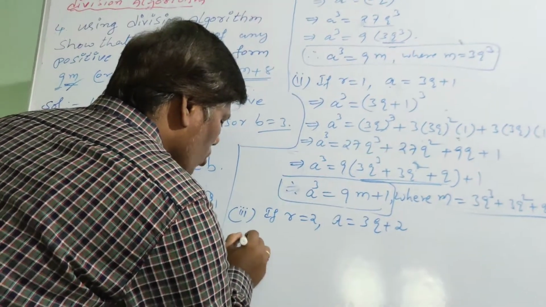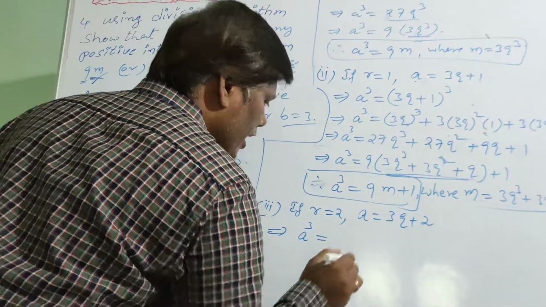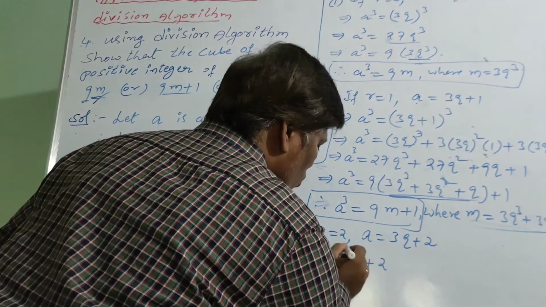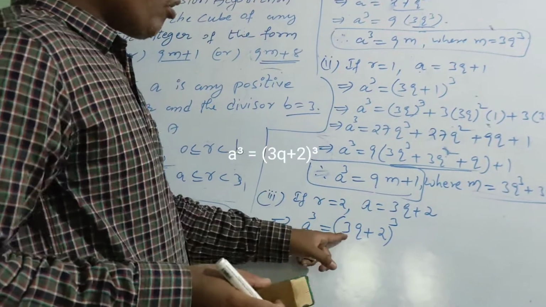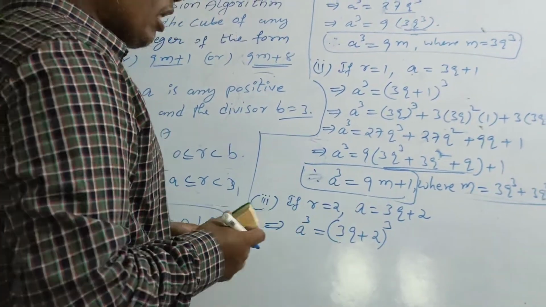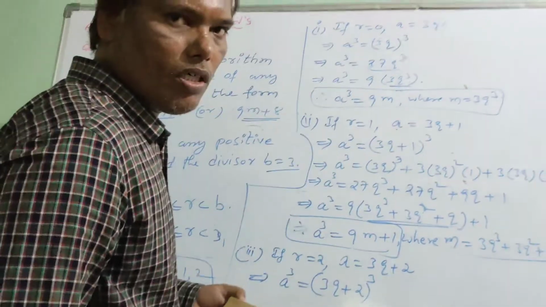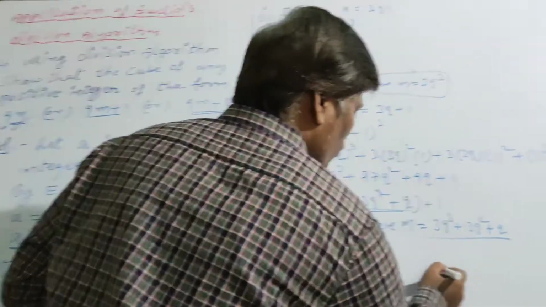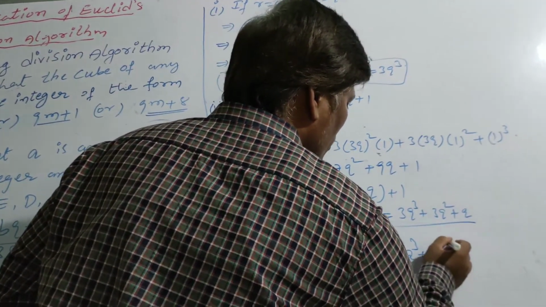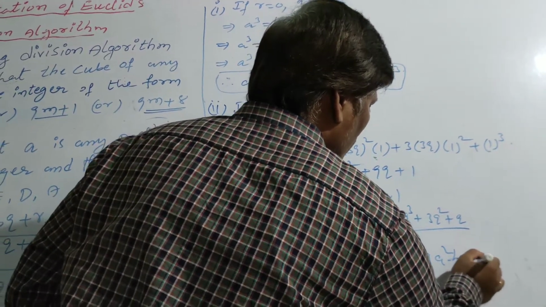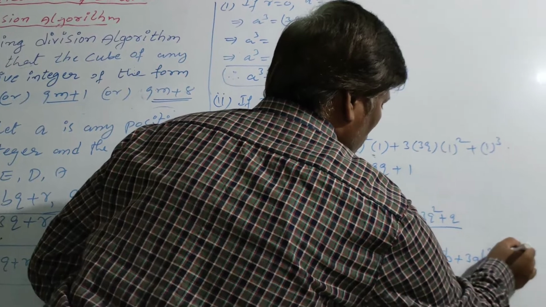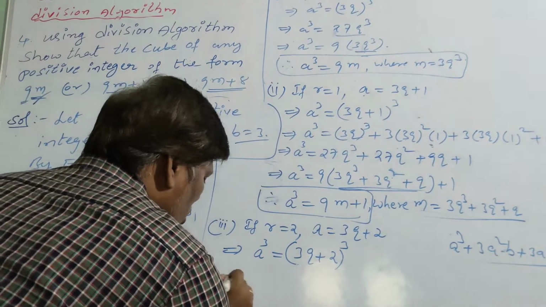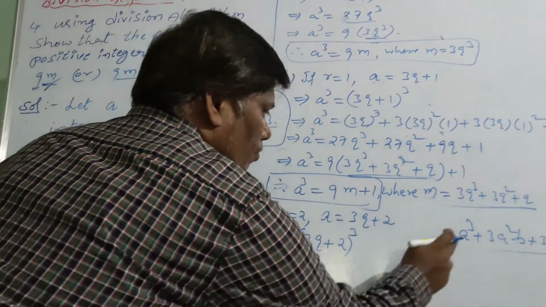But we have to observe a cube. So cubing on both sides, a cube is equal to 3q plus 2 whole cube. It is in the form of a plus b whole cube. Again the a plus b whole cube formula: a cube plus 3a square b plus 3ab square plus b cube. Already we learned this formula in 9th class.